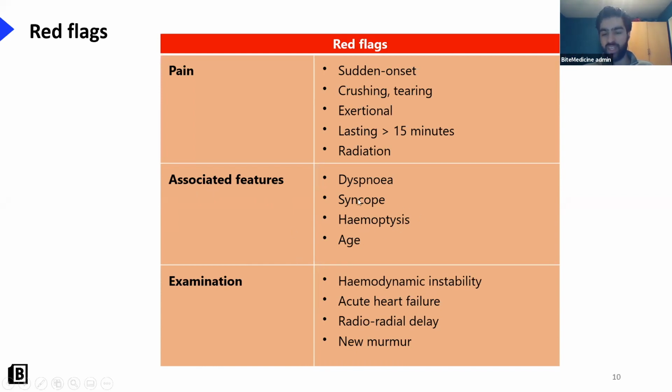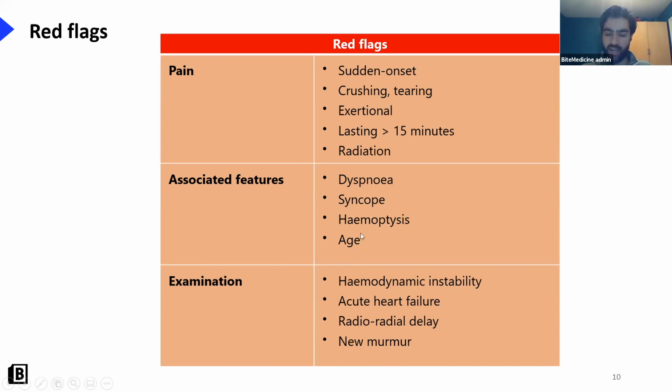If you have chest pain with hemoptysis, that can be suggestive of something like a pulmonary embolism, and also hematemesis. If you have chest pain plus hematemesis, that suggests a perforated ulcer or some form of upper GI bleed. Or even a non-perforated ulcer will also present with hematemesis.